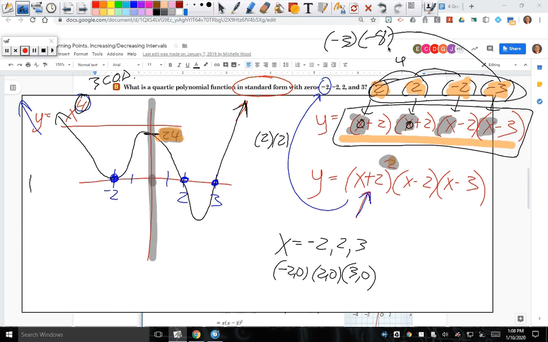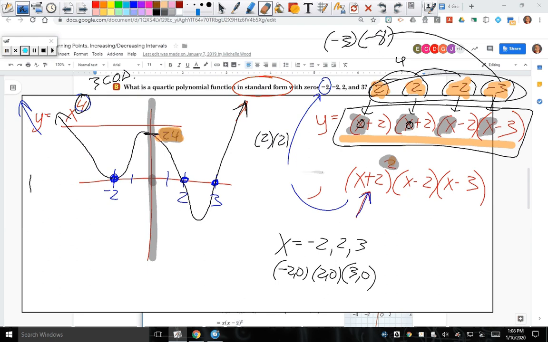Now here comes the fun part. Okay, here we go. We're about to do this in standard form. You have to learn how to get organized, and you have to learn how to work fast. So look, I'm about to distribute these 4 separate factors. Okay?